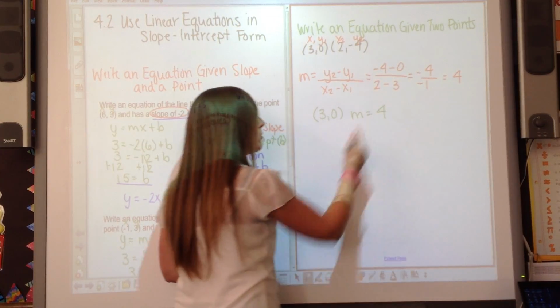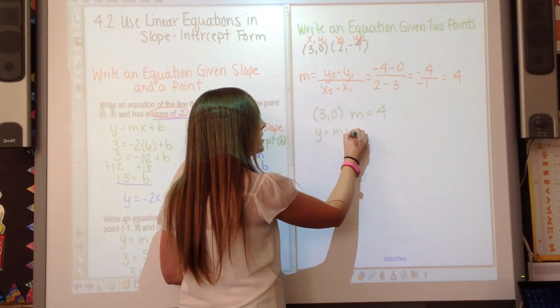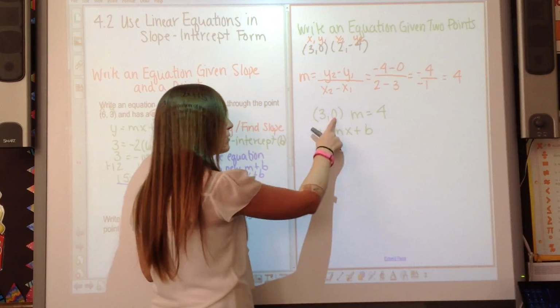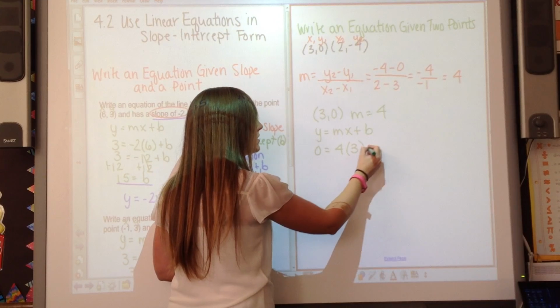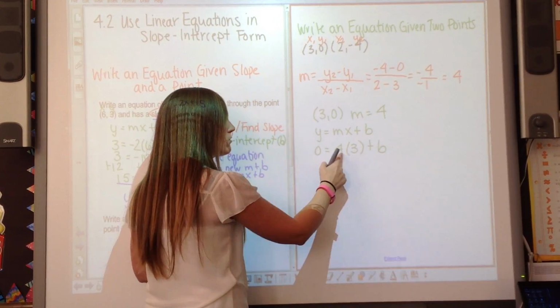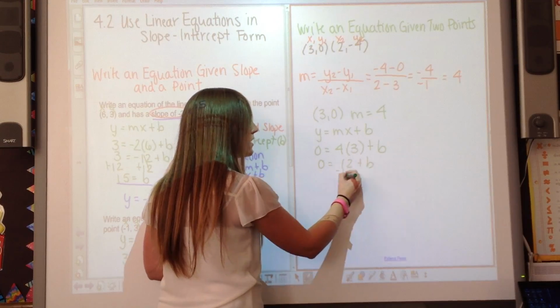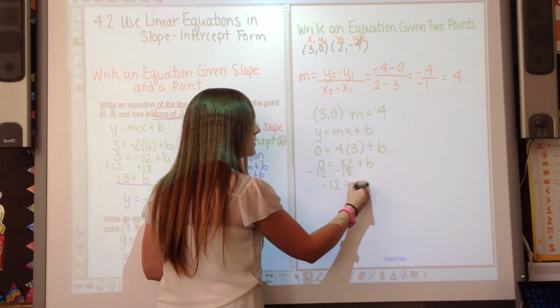I'm going to have this slope. I'm going to plug it into slope-intercept formula, m, x, and y, to find the b. So my y is 0, my m is 4, and the x is 3. 4 times 3 is 12. To get b by itself, I do the opposite. And I find out that b is -12.